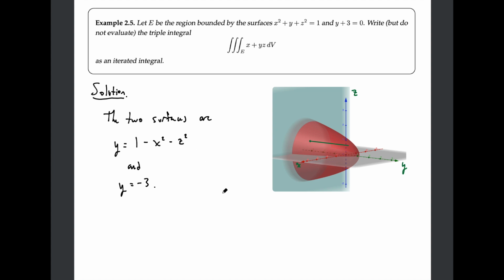Algebraically we can see that as well. It should be said that it is also z-simple and it is also x-simple, but I think it's a little more natural to think about this as being a y-simple region based on the two equations that we're given. So what I'll do when I set up the iterated integral is I'll pick y first, but if you want you can pick a different order.